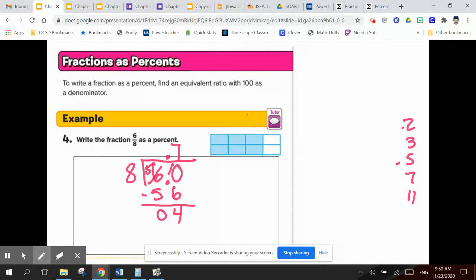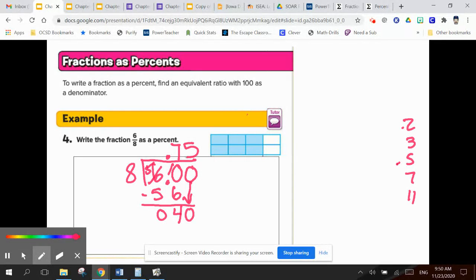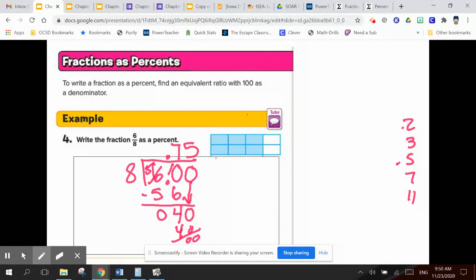I still have a number here, so I have to bring down a 0. I can add as many zeros as I want because it does not change the value. 8 goes into 40 5 times, which is 40, which leaves 0. So my answer is 6/8 is the same as 0.75.